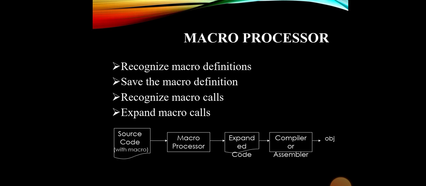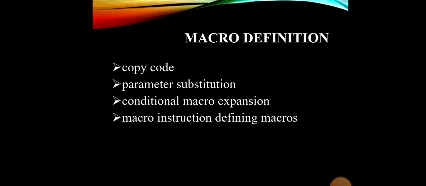Under the macroprocessor, the tasks are: recognize macro definitions and save macro definitions, and recognize macro calls and expand macro calls. So this is the block diagram of each function or task. Source code is converted by the macroprocessor, and it goes as expanded code to the compiler to execute to the object code.